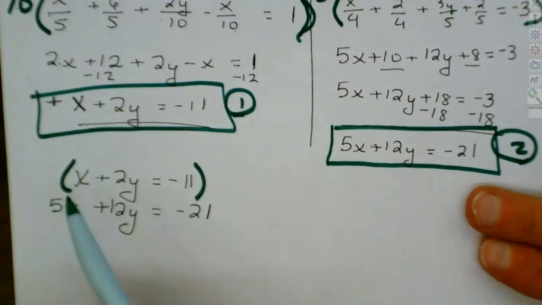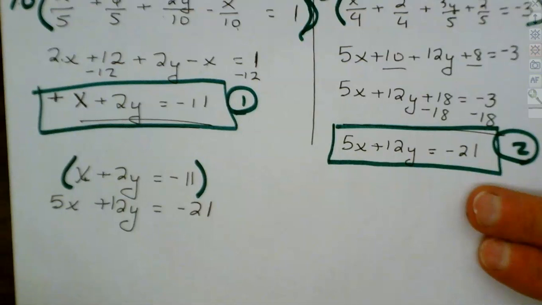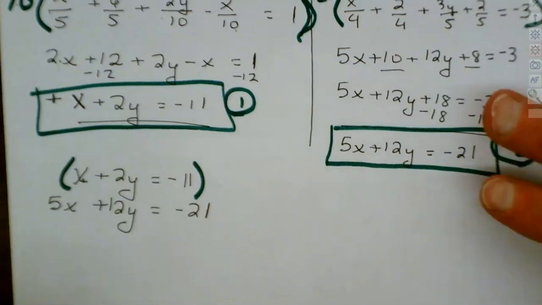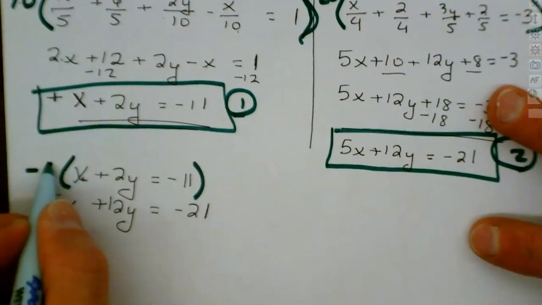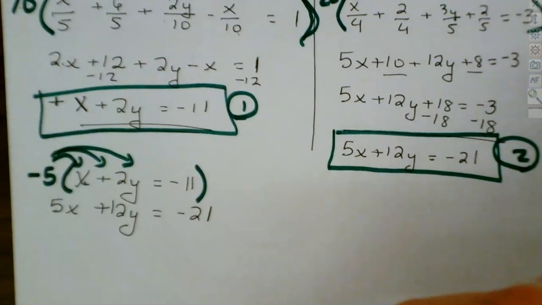We want to eliminate the x here. Okay, this one's a 5x. I want to make this a negative 5x, right? So what would I multiply it by? Negative 5, right? That's going to make that then cancel out. So let's do that.